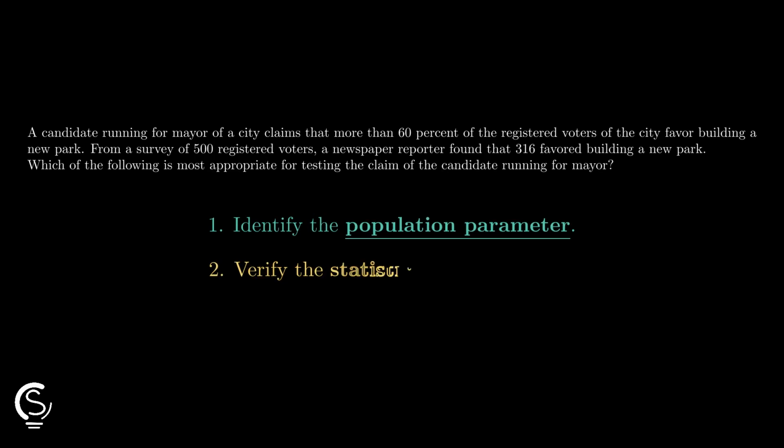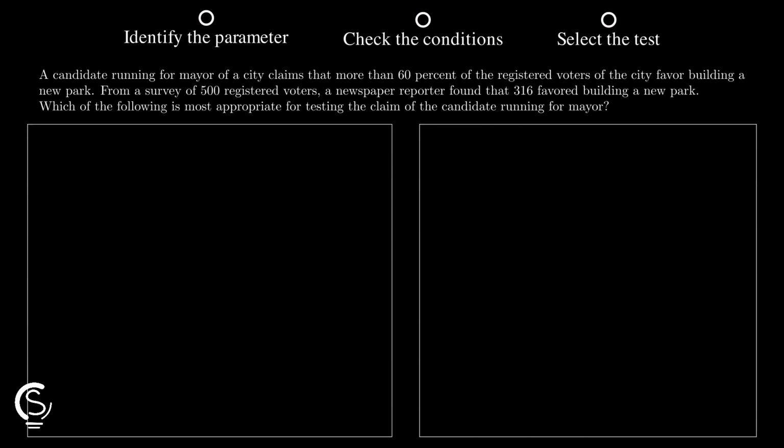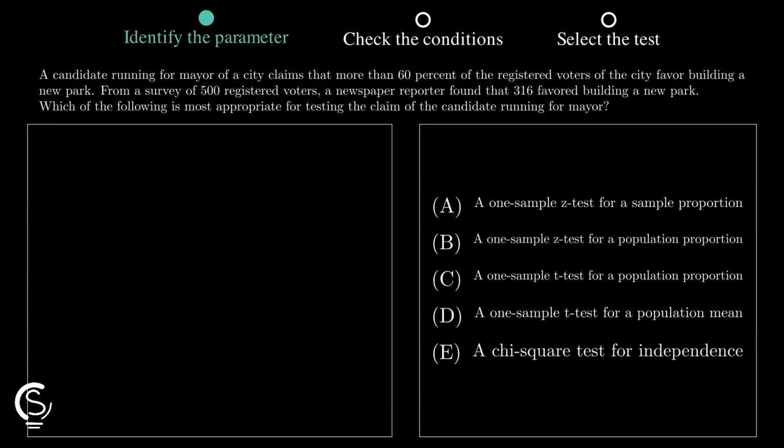Statistical testing can feel overwhelming, but we will master this problem in 60 seconds by identifying the parameter, checking conditions, and selecting the correct test now. We are testing a claim about the percentage of voters, which is a population proportion. Since we have a single sample, we need a one-sample test for a population proportion.